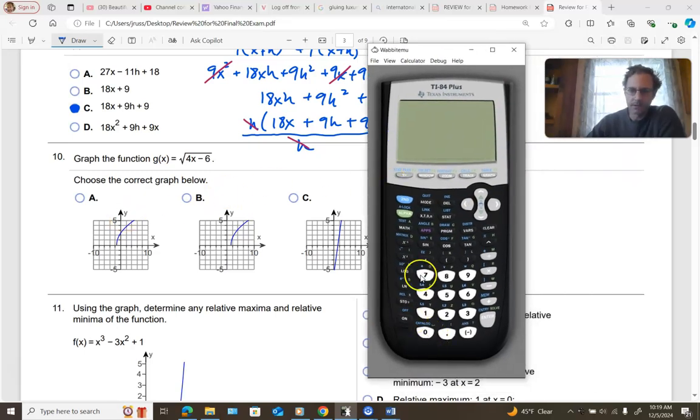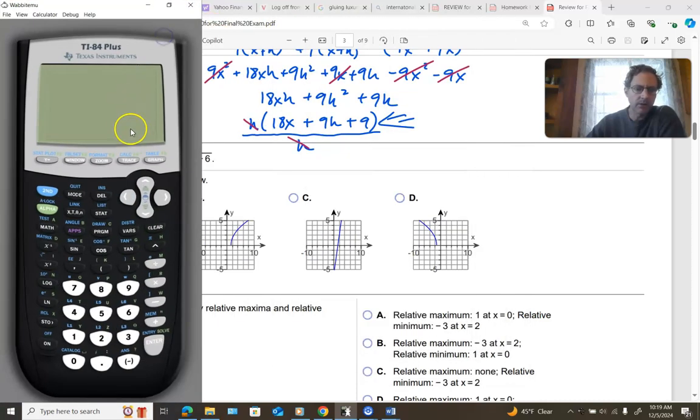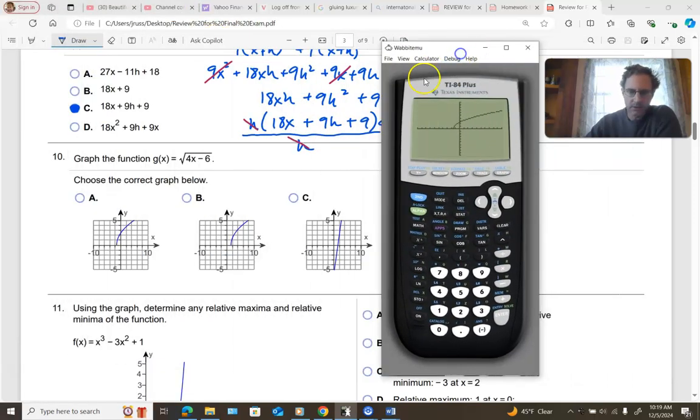But anyway, let me go ahead and graph it for you. So here's your square root key. You can type in there 4x and then plus 6. We'll go to graph. Go to my standard viewing window. And there it is. So you can see that it's actually A.